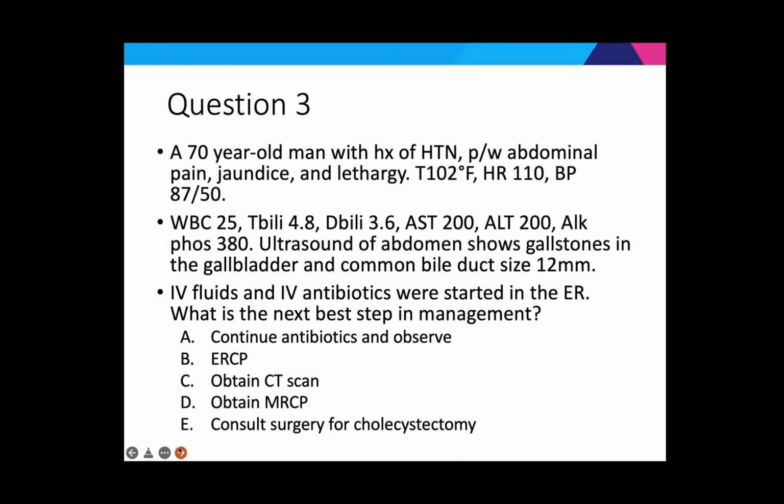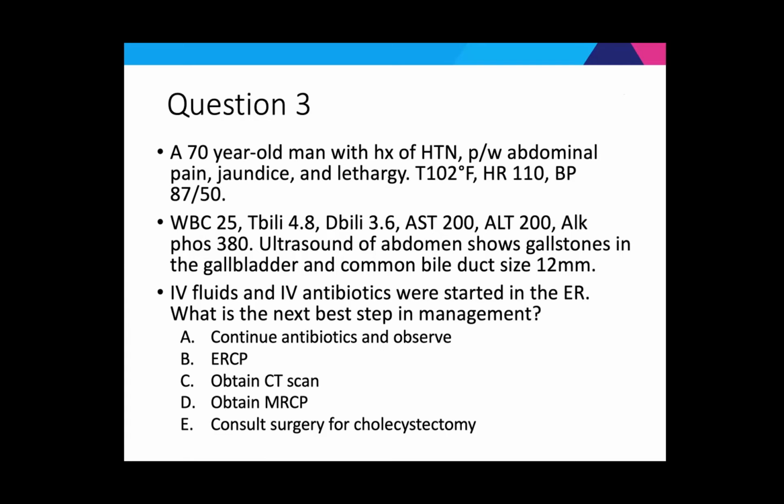Now, this is a patient that you probably have seen on the floors very often. So question number 3 is a 70-year-old man with a history of hypertension who presents with abdominal pain, jaundice, lethargy. He's febrile to 102 degrees. He's tachycardic to 110. He's hypotensive with a blood pressure of 87/50. He has an elevated white blood cell count of 25, elevated LFTs with total bilirubin of 4.8, direct bili of 3.6, AST 200, ALT 200, and alkaline phosphatase of 380.